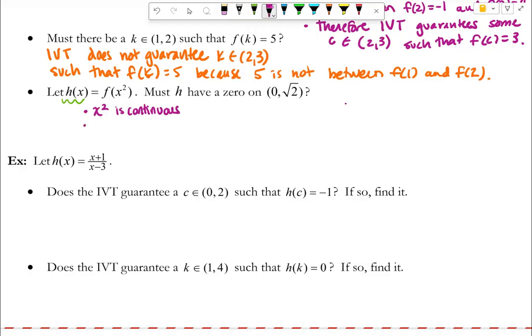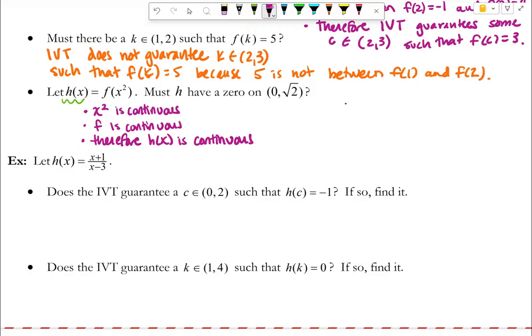We know that f of x, we were given that f is continuous. Therefore, h is continuous. So again, h is a function that is f composed of x squared. So we could use that property to confirm that h is continuous. And this is important because we cannot use the intermediate value theorem unless we prove that h is continuous.